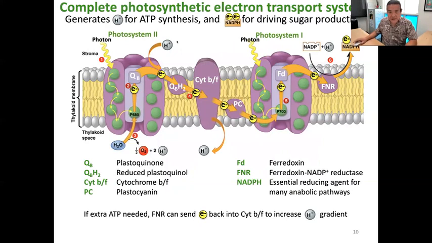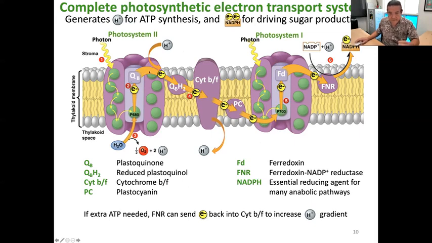Okay, so this is the rest of the electron transport system then. So again, here's photosystem 2 that we've been looking at. The electrons that are coughed up, a pair of electrons coughed up by the P680, are taken by plastoquinone, so QB, right?